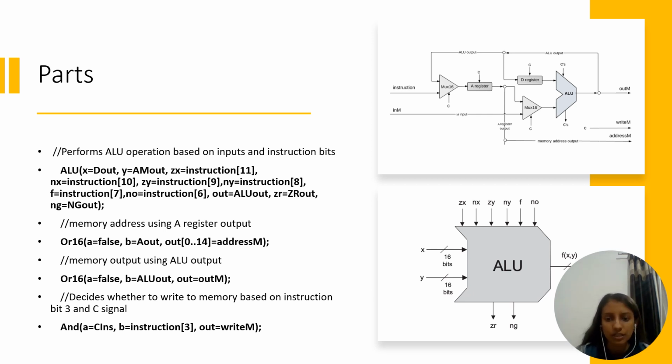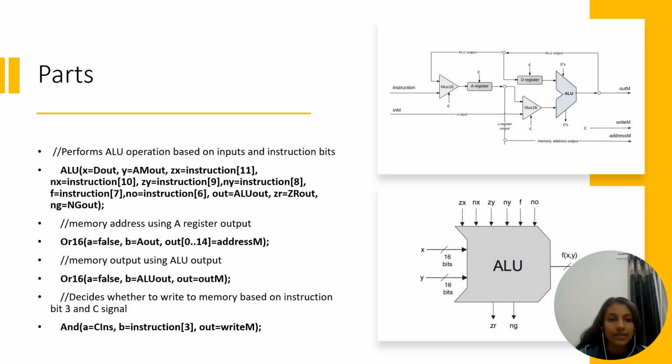Basically, ZR out is the opposite of the output of the ALU, as it has a NOT gate on it. If the output of the ALU is 0, then it will give 1. If the output is 1, then the ZR flag will be 0. NG out is basically for negative output. If it is negative, then it will give 1.